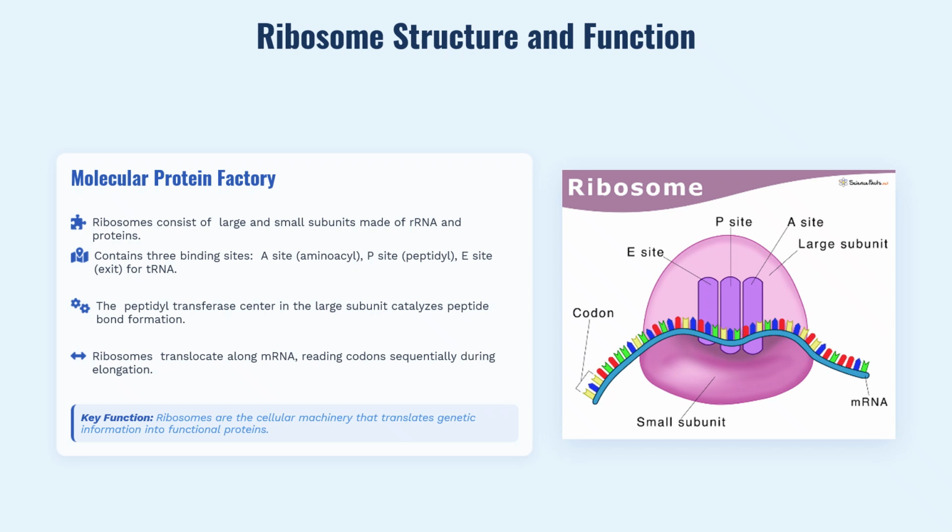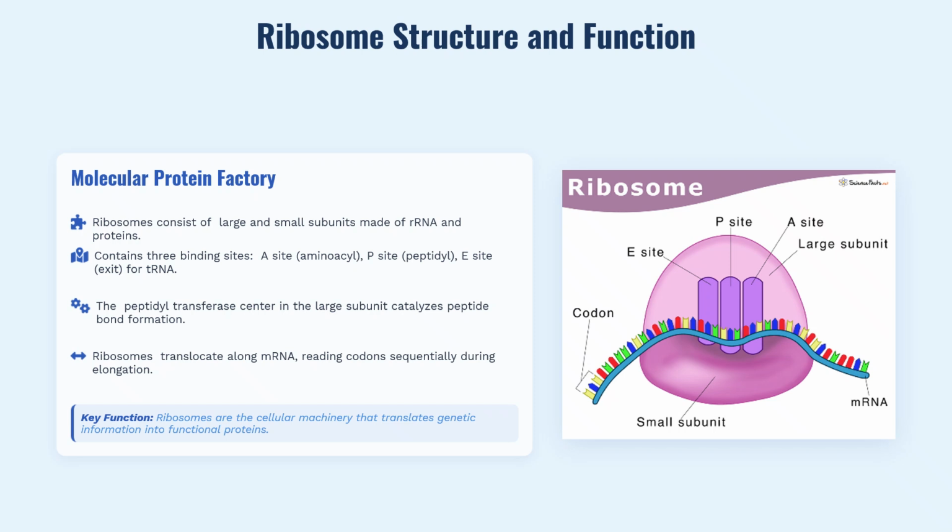Ribosomes are complex molecular machines composed of ribosomal RNA and proteins that catalyze protein synthesis in all living cells. Each ribosome consists of two subunits, a large subunit and a small subunit that come together during translation initiation. The small subunit binds to mRNA and helps position it correctly, while the large subunit contains the catalytic site for peptide bond formation.